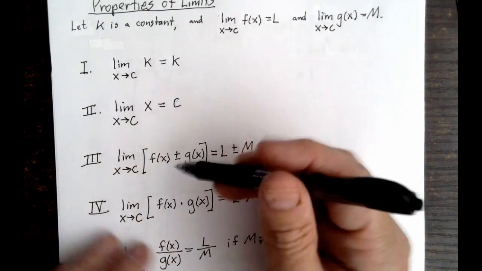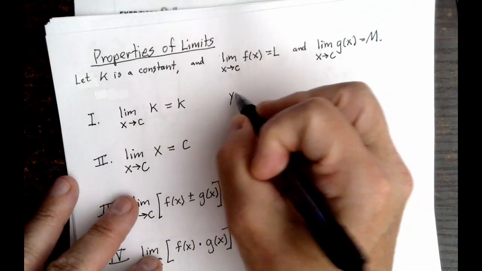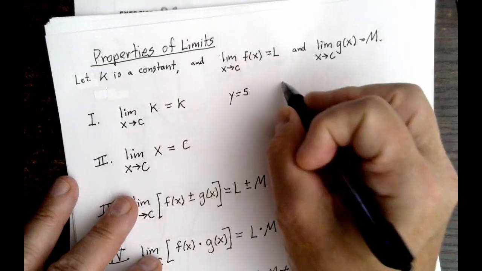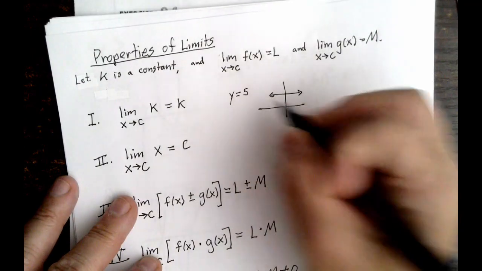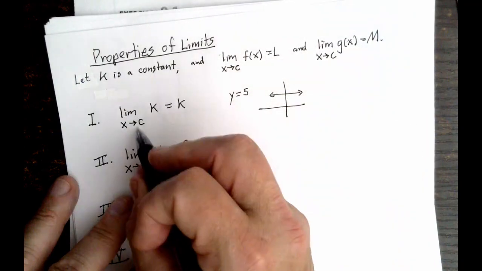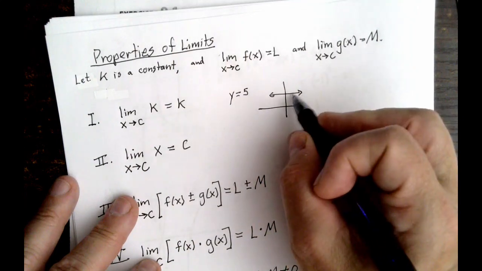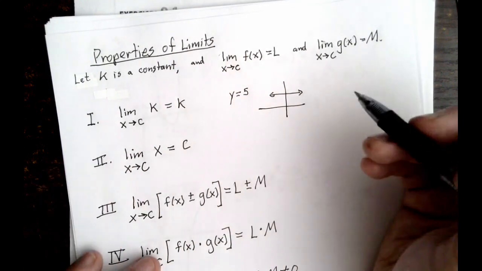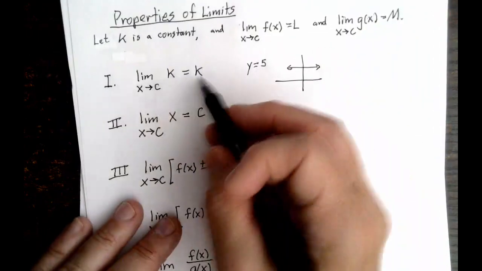So think about this. This is just a graph of a constant like y equals 5. Okay, if you've got y equals 5, it's a horizontal line. And it doesn't matter where your c is. Let's say your c is right here. If you approach from the left and from the right, you're always going to be approaching the y coordinate of 5. So that's why it equals k. K equals k, or 5 equals 5.